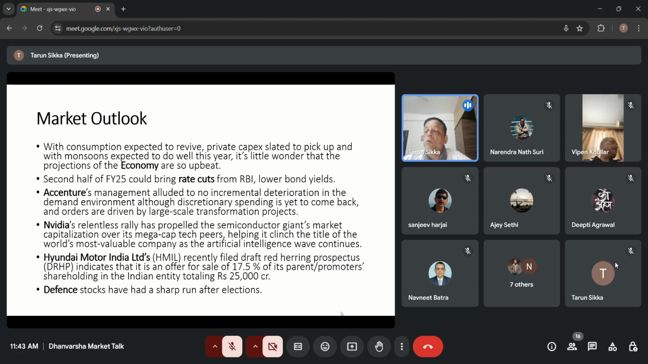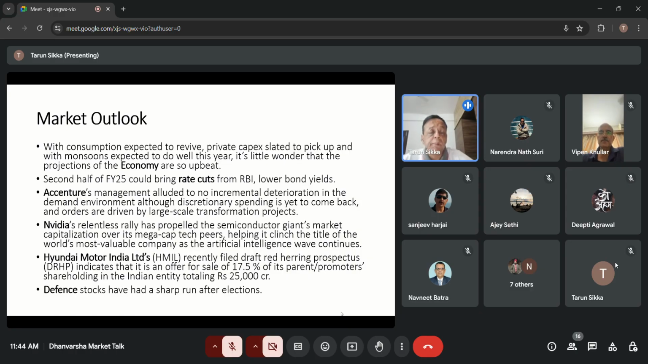With strong growth, there is no hurry as such for RBI to cut rates. But the second half of FY25 could bring rate cuts from RBI and could lead to lower bond yields. Now, the important thing to be seen in the budget is whether fiscal prudence is likely to continue or not. In case it continues, RBI would cut rates from third quarter onwards, and bond markets could see a bullish phase with the 10-year yield easing further to 6.75 in the second half of the year.